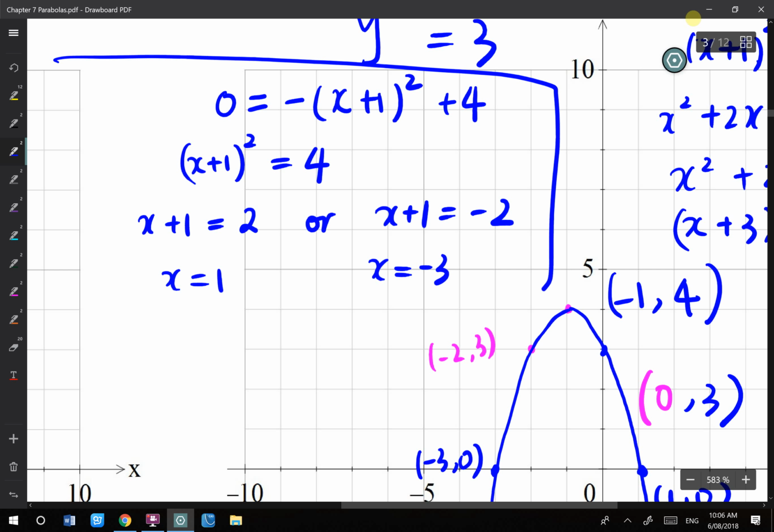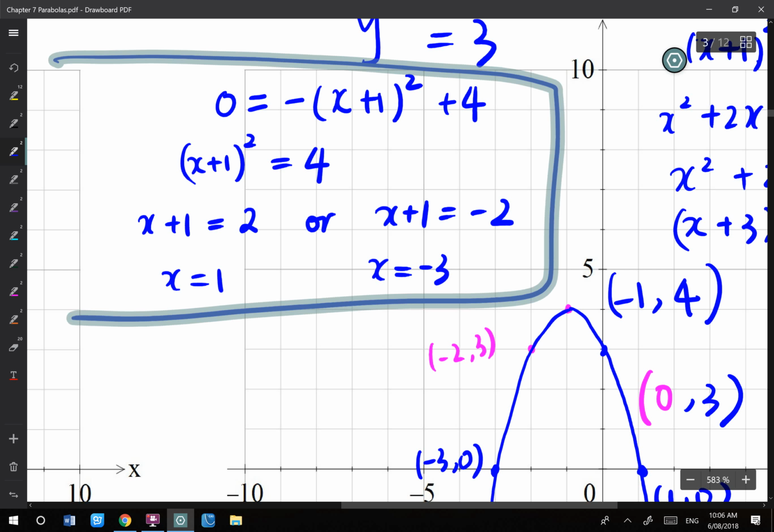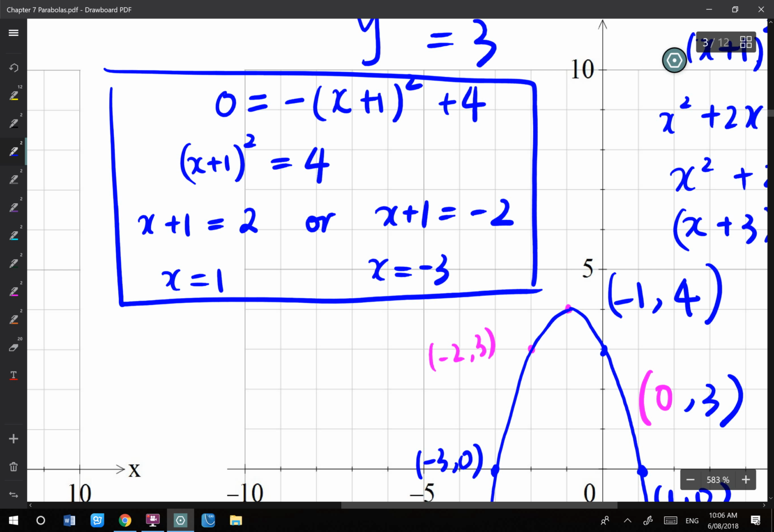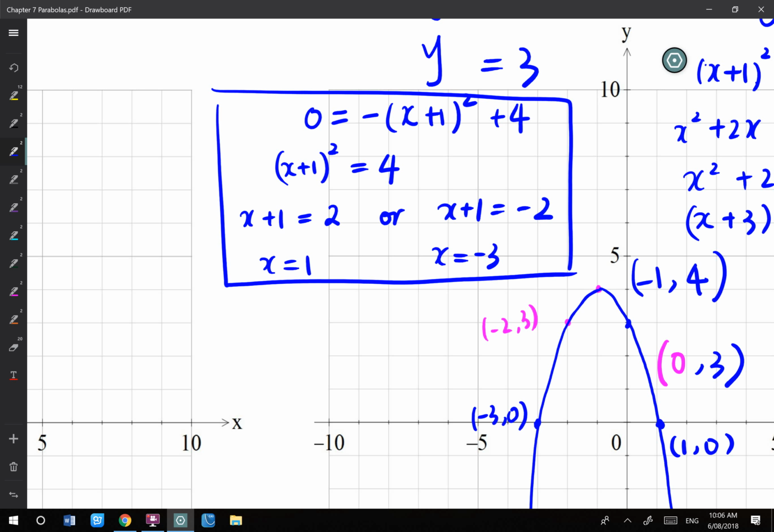That's also another way we can solve this. We treat x plus 1 as one thing. So something squared equals 4. What's the something? The something must be 2 or negative 2. Remember, it needs to be 2 values.